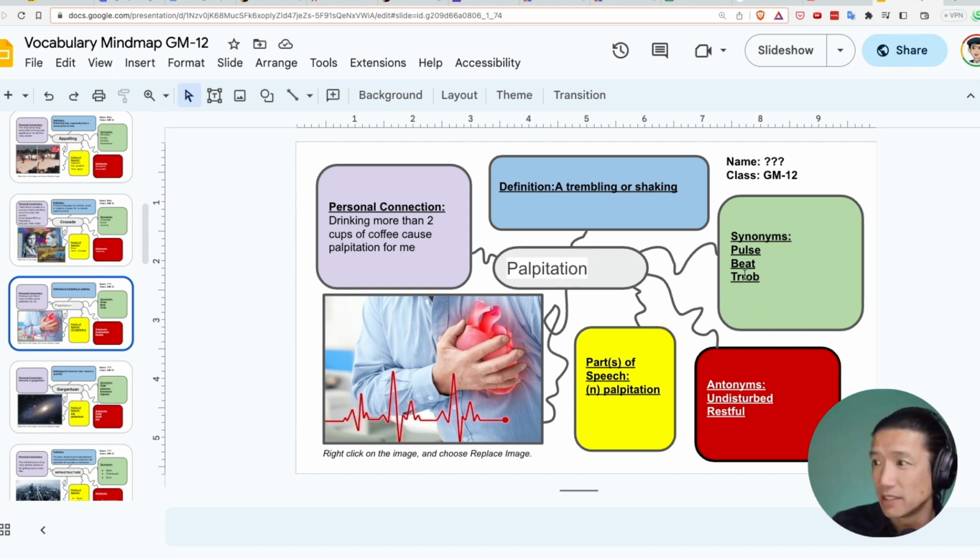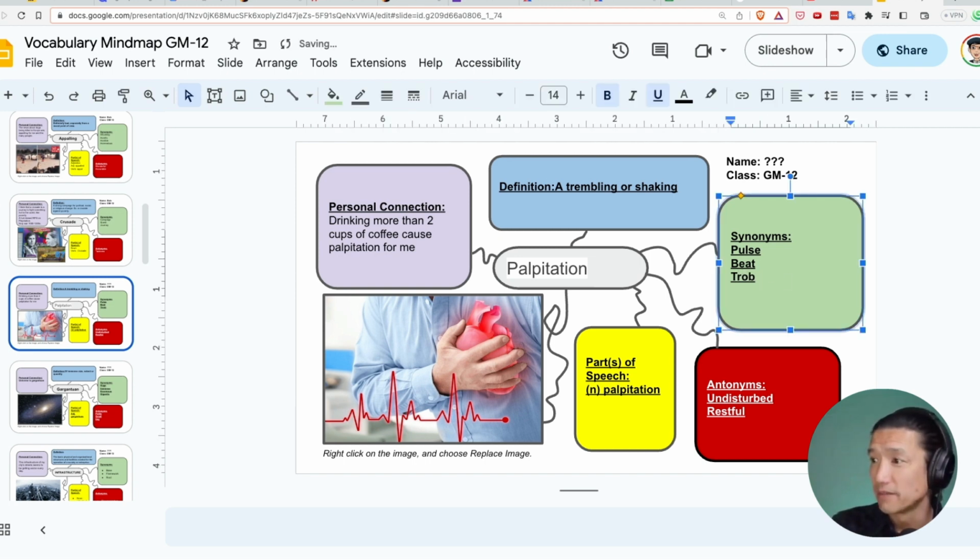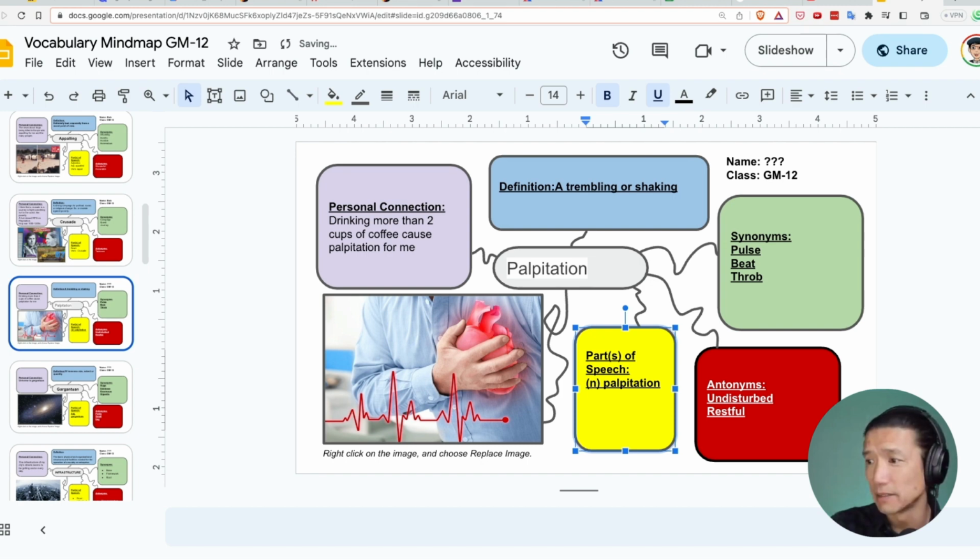And why do we do the synonyms and antonyms? So you learn more words, okay? It's nice to learn word pairs. This should be throb. I'm going to fix those things. What part of speech is it? It's a noun, palpitation. I guess there's also a verb, palpitate. Palpitate.